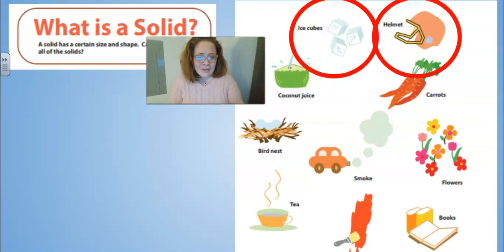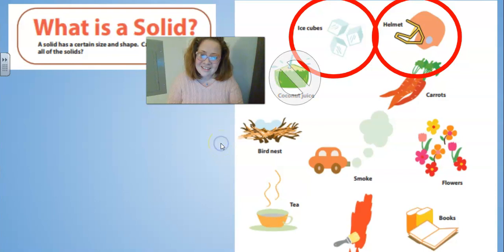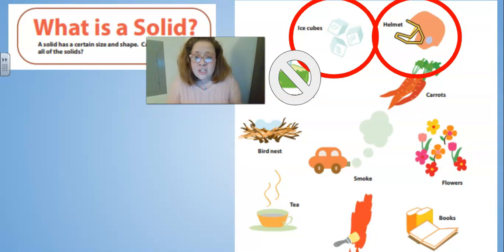What about coconut juice? Is coconut juice a solid? Yes or no? No, coconut juice is not a solid. The coconut itself is a solid. The coconut has a certain size or shape. But when you take the coconut juice out of the coconut, it is a liquid and it can take the shape of any container it is in.